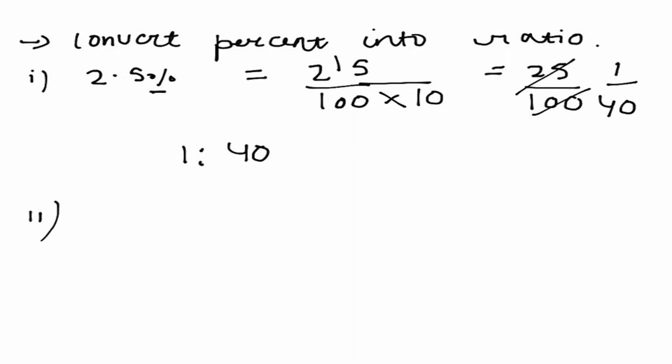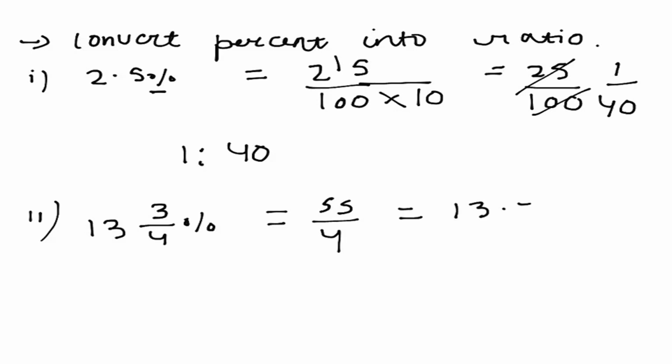Suppose for the next example we have a fraction like 13 whole 3 by 4%. We have to write this percentage as a ratio. So first of all, we will convert it into an improper fraction. That will give us 55 by 4. Next we will convert it into decimal form. We will get 13.75. Now it is 13.75 percent.